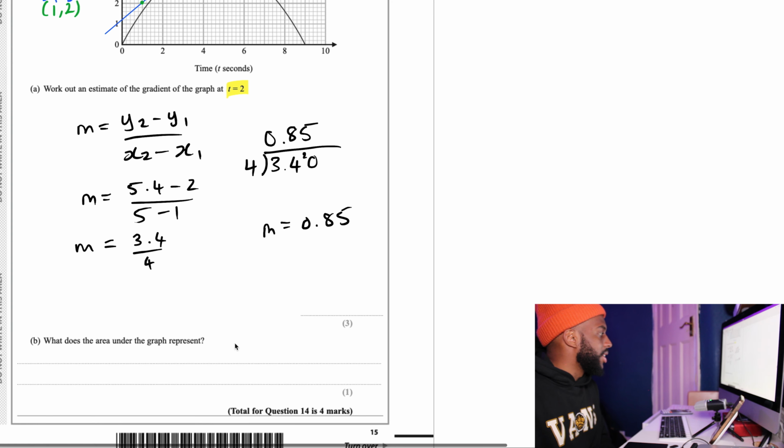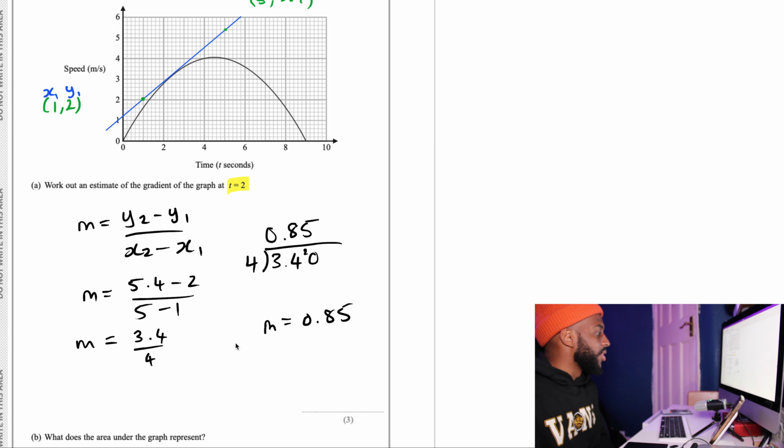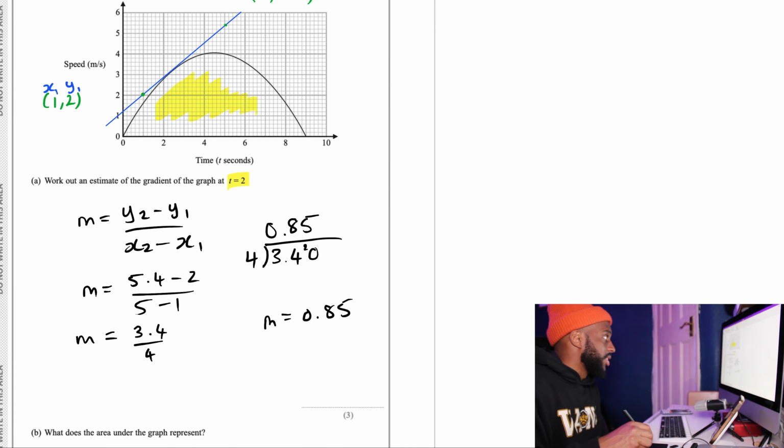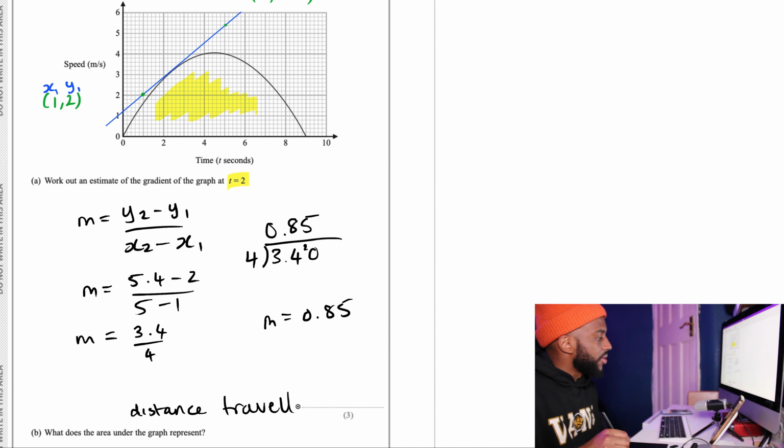We have a part B here. It says, what does the area under the graph represent? So what does all of this area here represent? The answer to that is it represents the distance travelled. So we just say it represents the distance travelled. And that's everything.